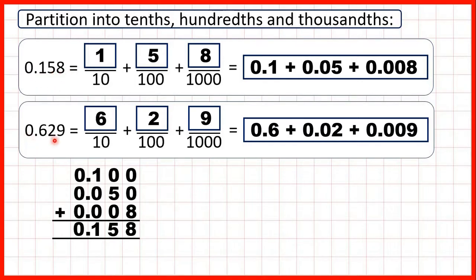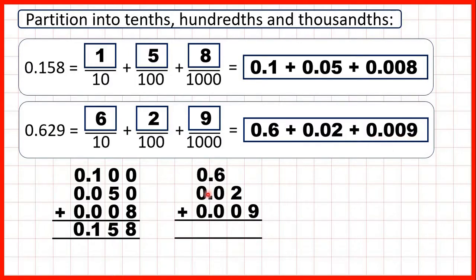For 0.629, we saw that that was 0.6 plus 0.02 plus 0.009. So again, we can write the numbers out with the decimal points lined up so that our place values are lined up as well. We can write zeros in empty squares, and then the decimal point needs to be written in our answer. We can add each column using column addition, and that gives us 0.629, so the number that we started with.